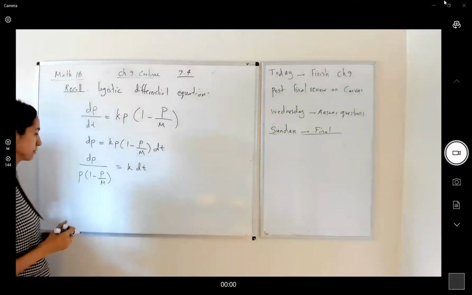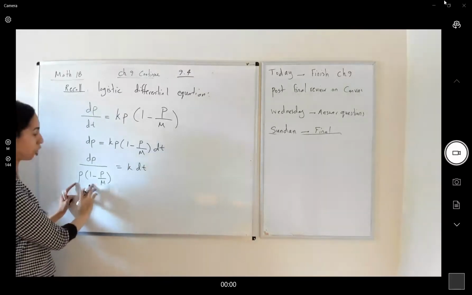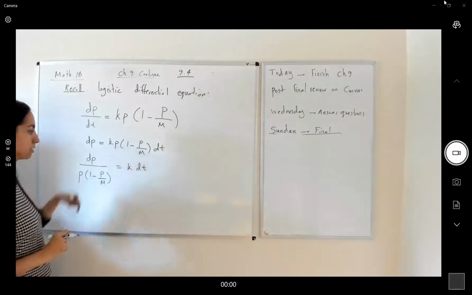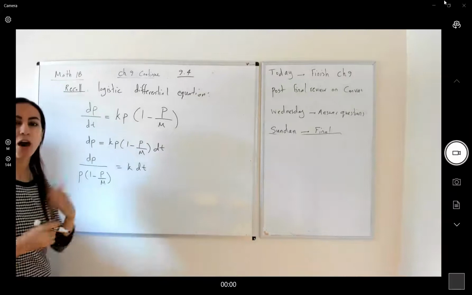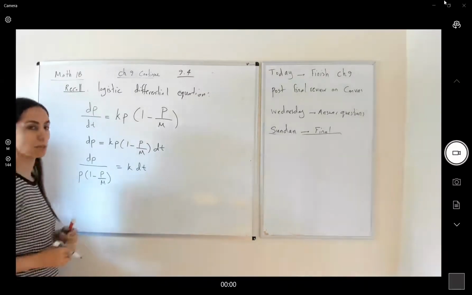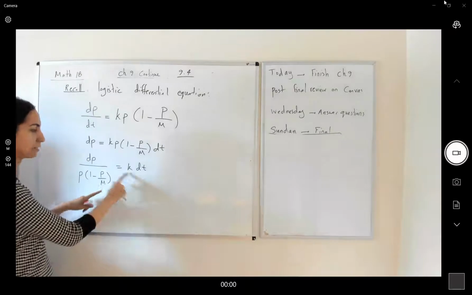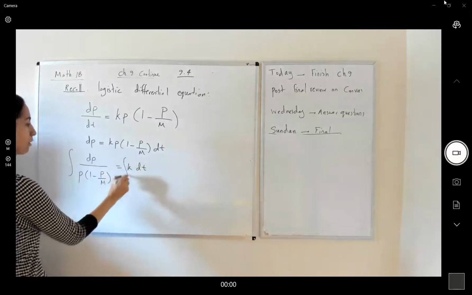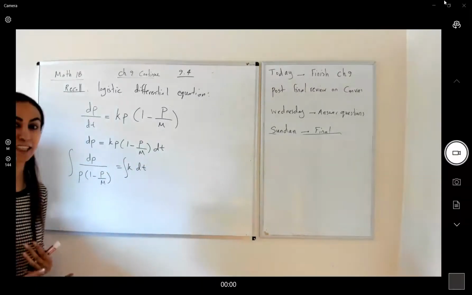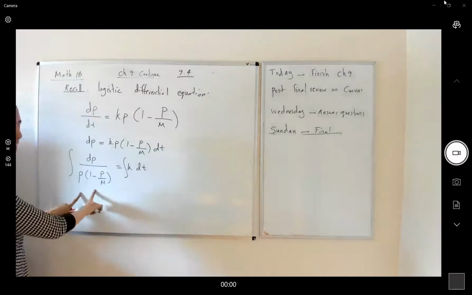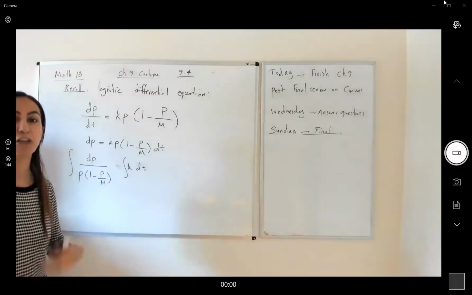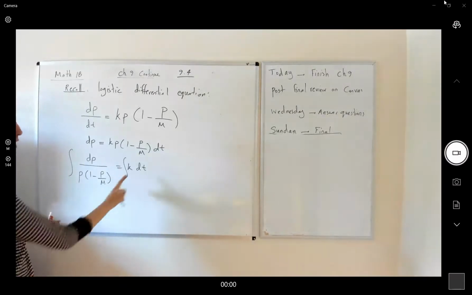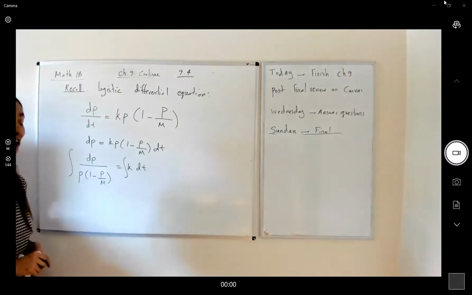Very well. As you can see here, you have P times 1 minus P over M, and all terms on the left-hand side are in terms of P. The rest of them are in terms of t. And k and M are just two constants. So if you take the integral of both sides, you should be able to take the integral. Why not? Here on the left-hand side, you can apply partial fractions and separate these two. On the right-hand side, it's super easy. It's just kt plus a constant like C.